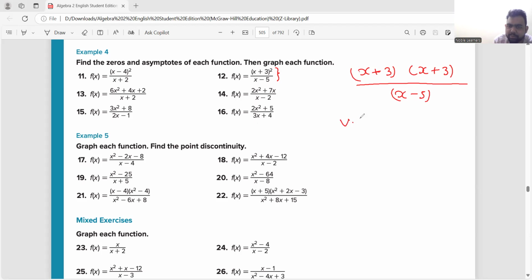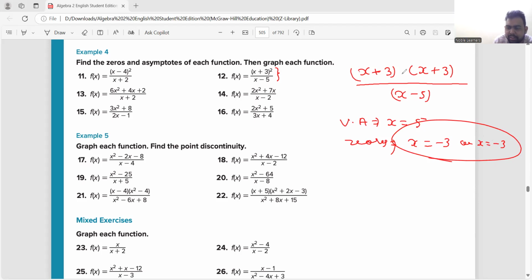So a vertical asymptote we have, and that is x is equal to 5. And the zeros are, you put the numerator equal to 0, that is called the zeros of the rational function. So x is equal to -3 or x is equal to -3 again. You get the point, right? So this is how we are doing. No problem.